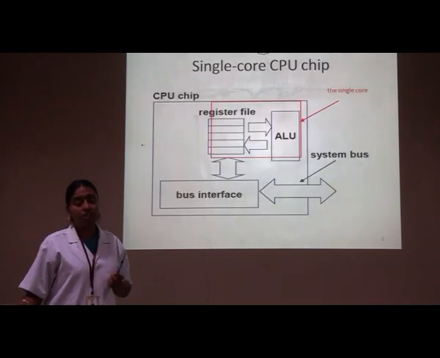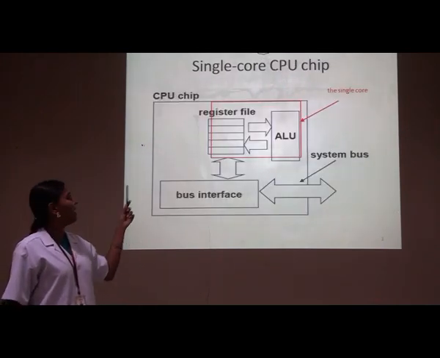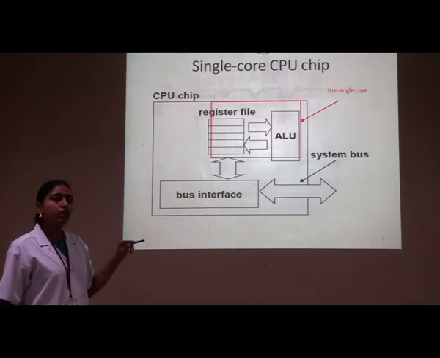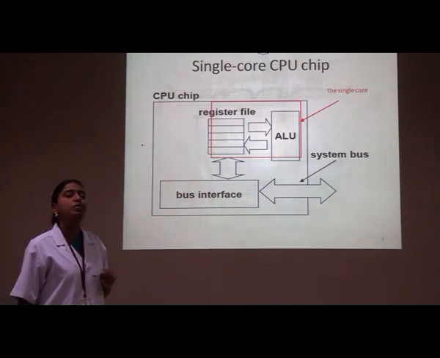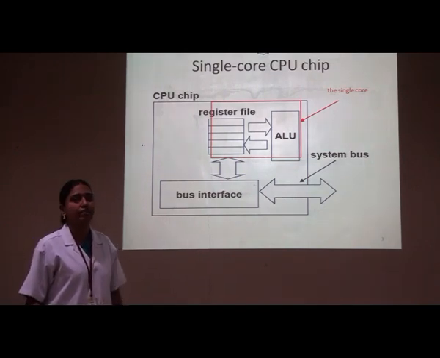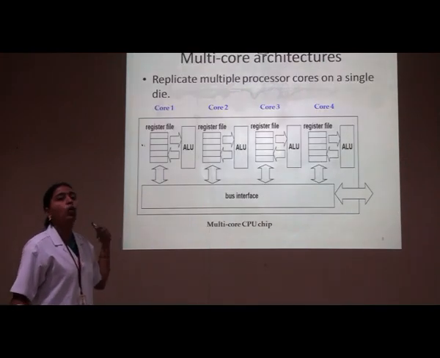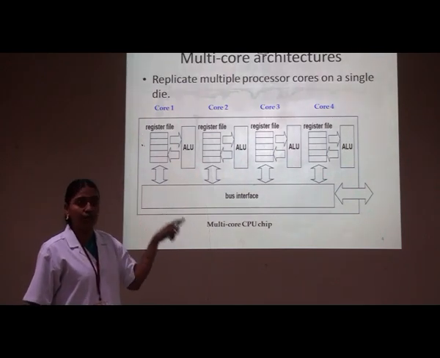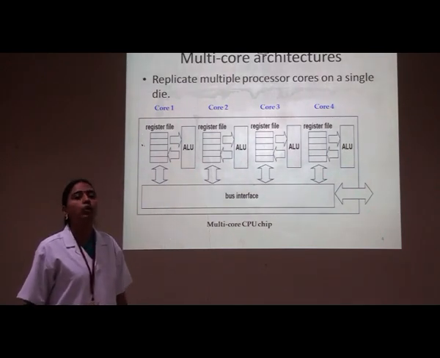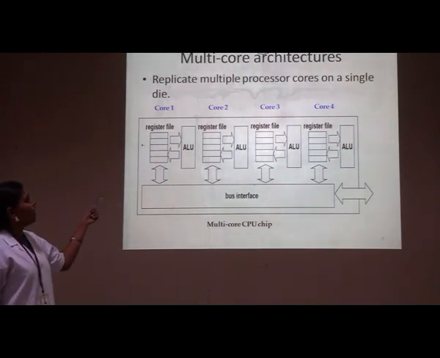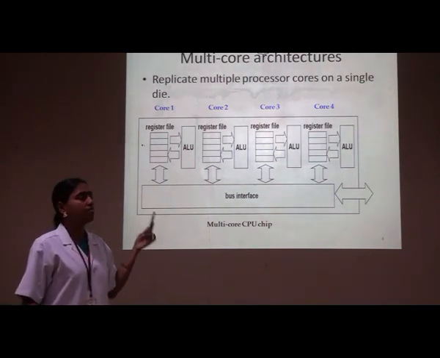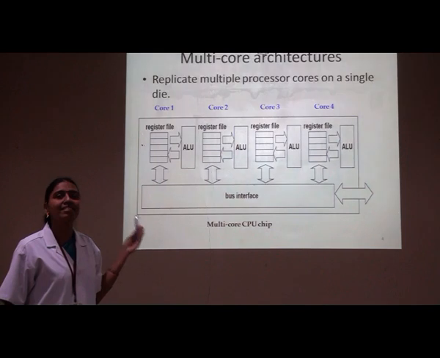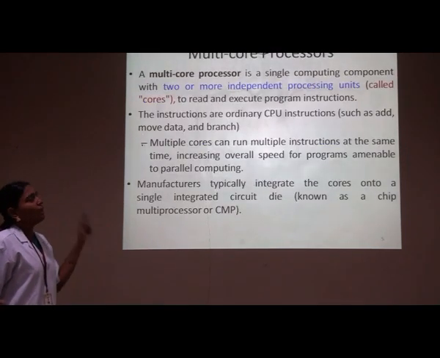Our single core chip consists of a register file as well as an ALU. When we use this single core chip in a single system, we call it a uniprocessor system. Whereas, if we embed more than one core in a single chip, a single integrated circuit die, we call it a multi-core processor chip. Why are we using this? Why are we preferring multi-core over single core? We are going to discuss this in depth in this class.